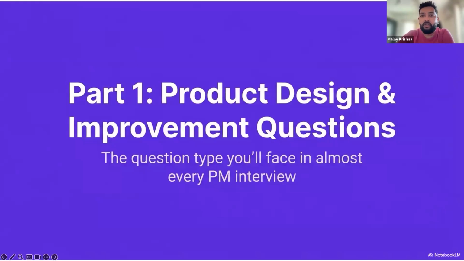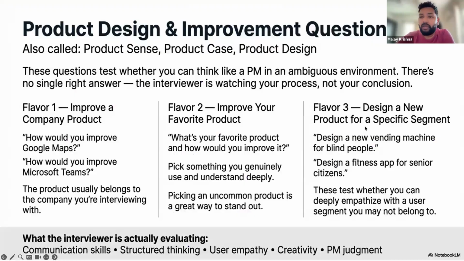So if you look at the kind of questions, the portfolio and everything that you build, the overall thought process is to communicate that you are good at PMing. Product design questions take it up a notch. We'll understand how. Product design questions are also sometimes called product sense questions, or product improvement questions. There are multiple ways in which you can call them, but they come in three core flavors. What are those three flavors?